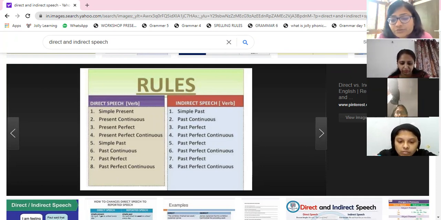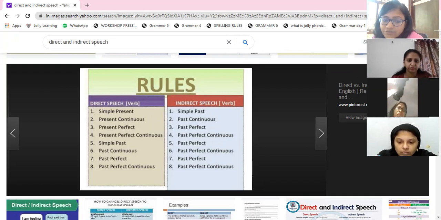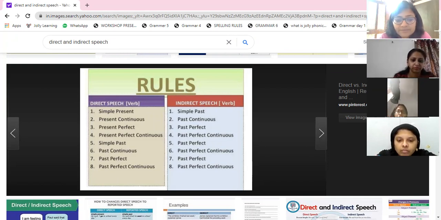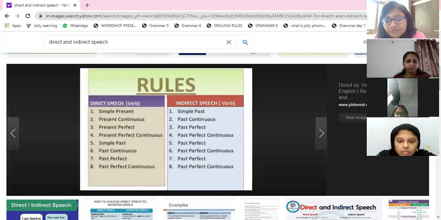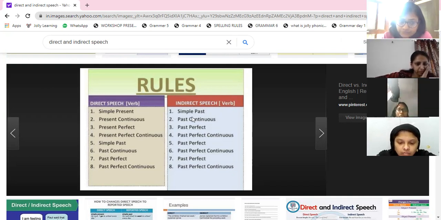Simple past will be changed to past perfect. Past continuous will be changed to past perfect continuous. Past perfect will remain past perfect. Past perfect continuous will also remain past perfect continuous. And in future, will change to would. Okay.